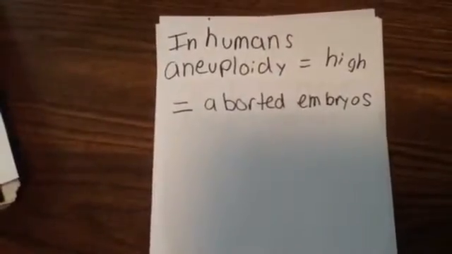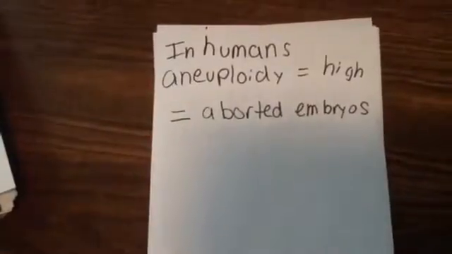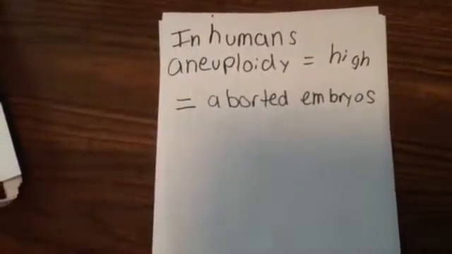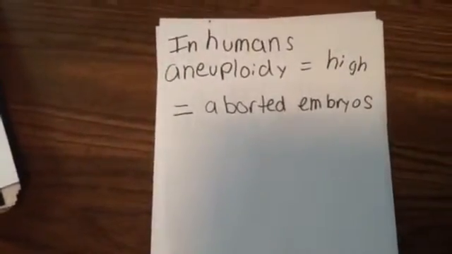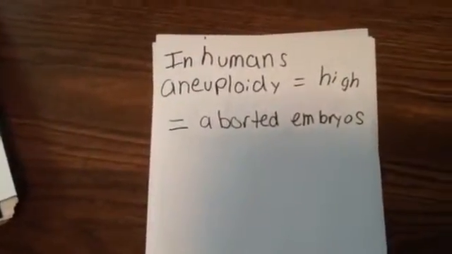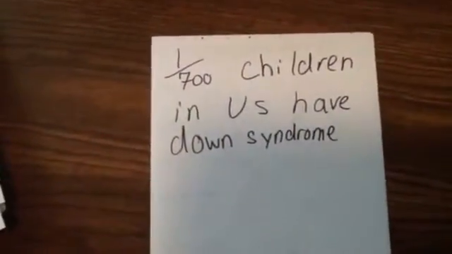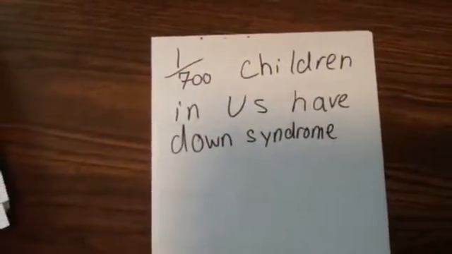Some types of aneuploidy, however, appear to upset genetic balance less than others, which allows individuals with aneuploid conditions to survive birth and live. These individuals have a set of traits called a syndrome. One aneuploid condition is trisomy 21, more commonly known as Down syndrome. Down syndrome affects 1 in every 700 children born in the United States.